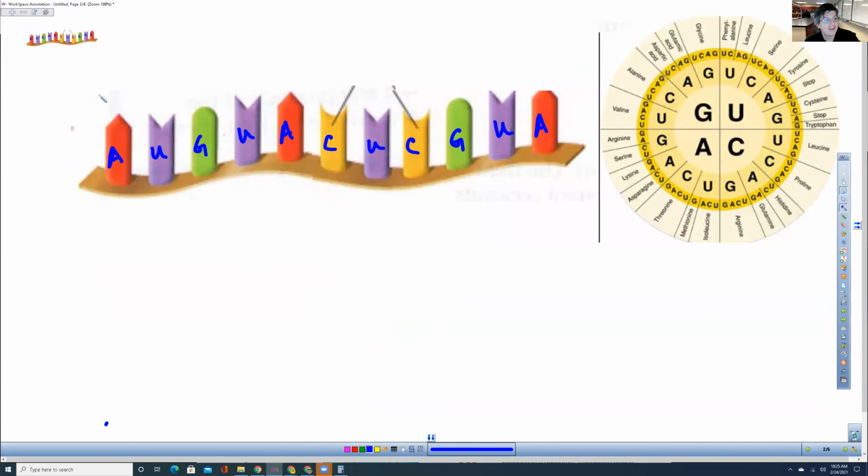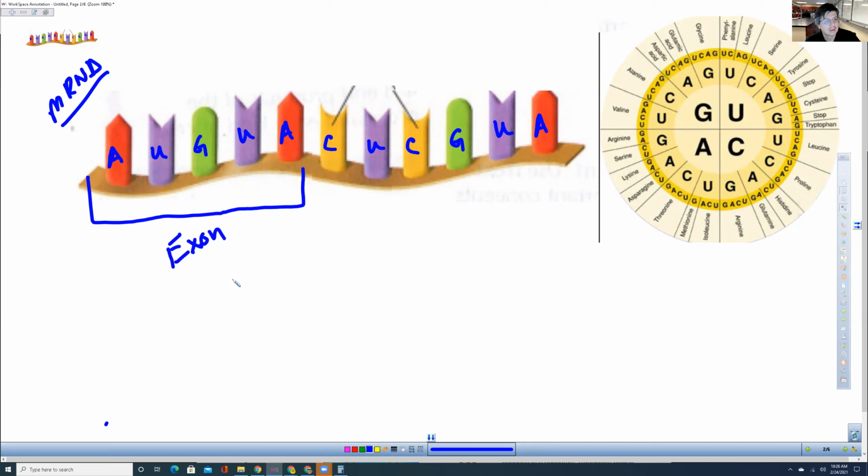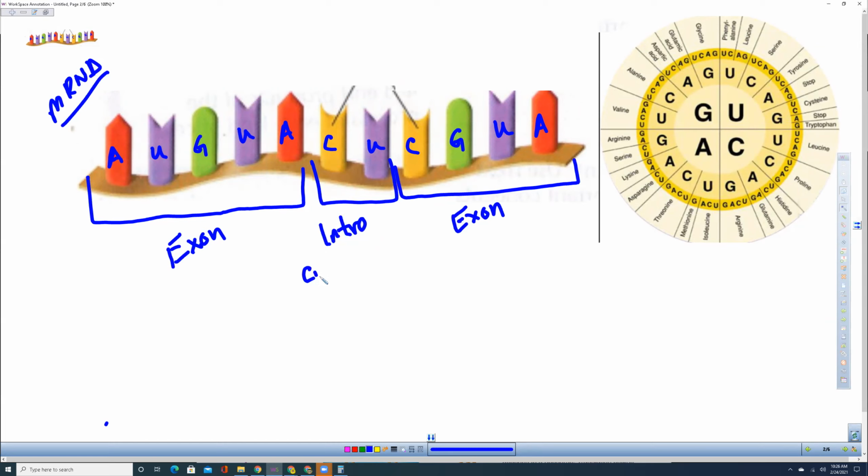Now here we have an mRNA molecule. Let's imagine that this piece right here is an exon. Let's imagine that this piece here is an intron. I'm just doing this very arbitrarily, just picking random things. And then this part, let's imagine that's an exon. Now, what happens to introns? They get cut out. Very good. And so now think about it.